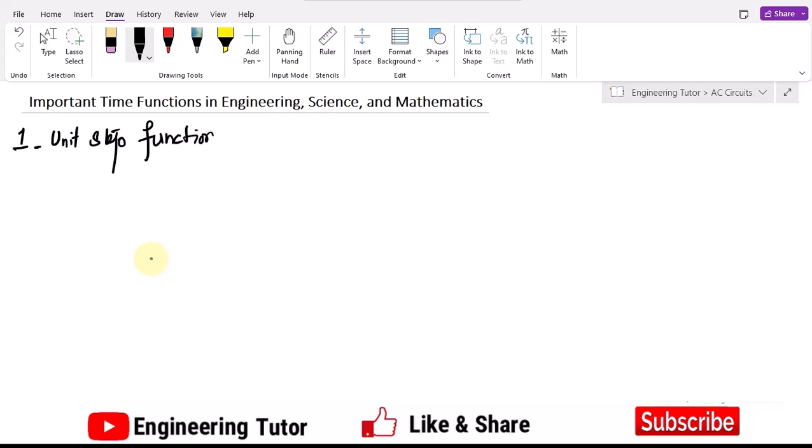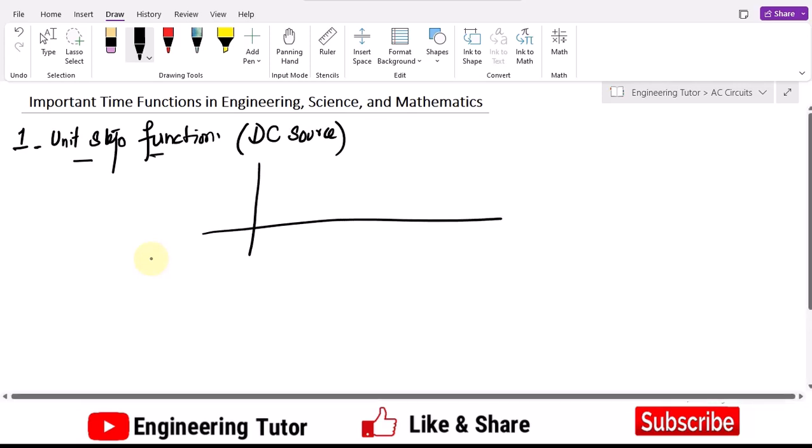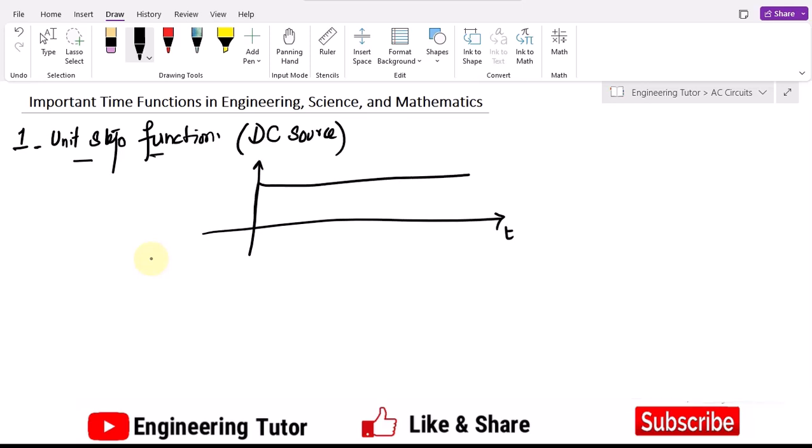Okay, so what is basically the unit step function? In the previous lecture we have used this in our DC circuit analysis as a DC source. Okay, so how this can be written, this is basically like here. So this is the unit step function, and as we are talking about the time function, the x-axis here is time, so therefore this is also represented as u of t. Okay, so that is the symbol of the unit step function.